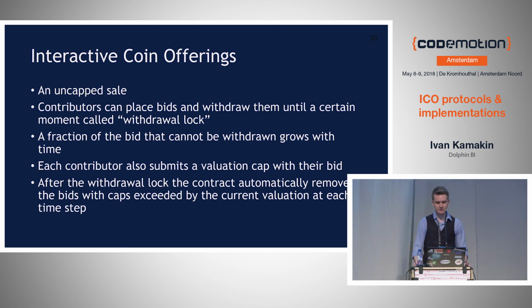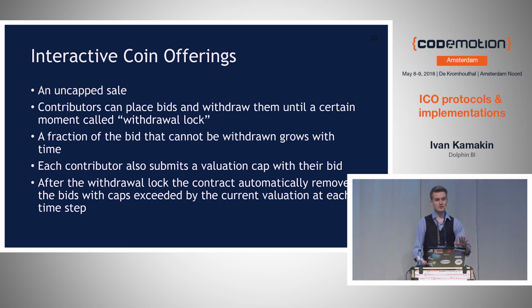The proposed model is an uncapped sale. It has 2 stages, arbitrary withdrawals and automatic withdrawals, separated by a withdrawal lock. So these stages are separated by rounds. During both stages, the contributors can submit a pair of a bid and a corresponding personal valuation cap. During the first stage, users can withdraw their bids arbitrarily, but part of the bid is locked permanently and a part of their bonus is slashed as a result. During the second stage, arbitrary withdrawals are no longer possible, but new bids can still be submitted.